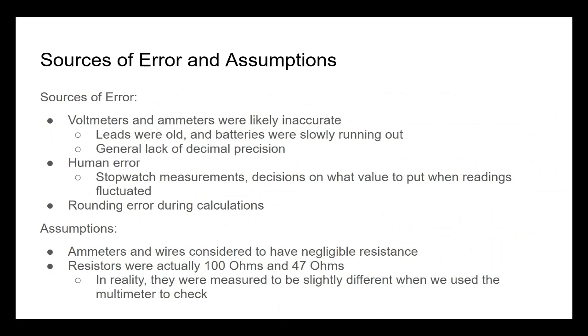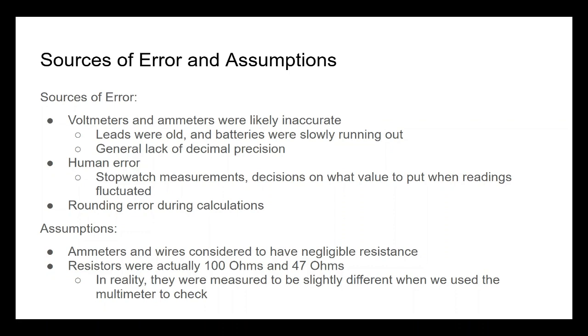Mostly due to human error and just inaccurate voltmeters and ammeters. Wires were old, batteries were old. The ammeters tended to be running out at times and glitching out. So there was a general error there, as well as lack of decimal precision in the measurements that we were given by the voltmeters and ammeters. There's also human error, like stopwatch measurements and decisions on what value to put when the readings fluctuated between different numbers, like 15.5 and 15.6, for example, and just general rounding error during the calculations.